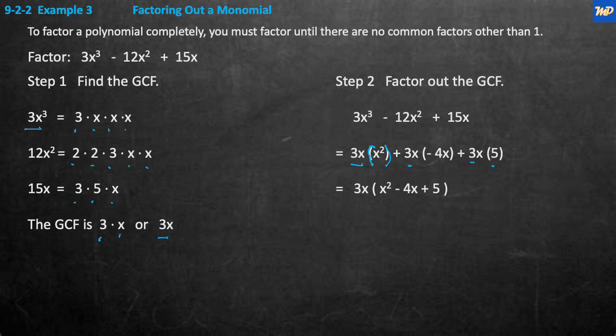So now the solution, factored out, is our greatest common factor times the trinomial. And the trinomial is x squared minus 4x plus 5. That's our greatest common factor factored out of our trinomial. And if you multiply it back, you get it, right? 3x times x squared is 3x cubed. 3x times minus 4x is minus 12x squared. And 3x times 5 is 15x. Okay? So it's the same when it comes back.